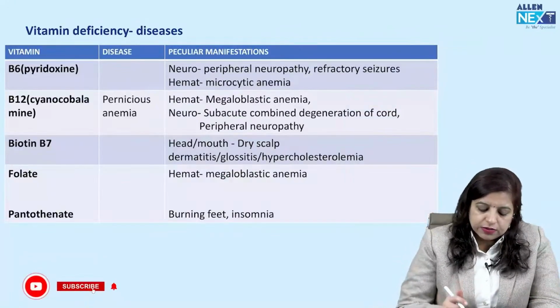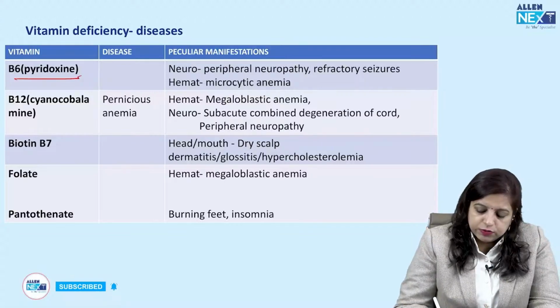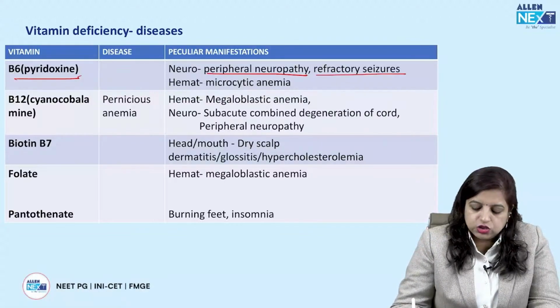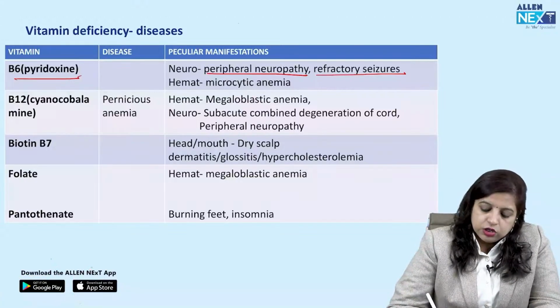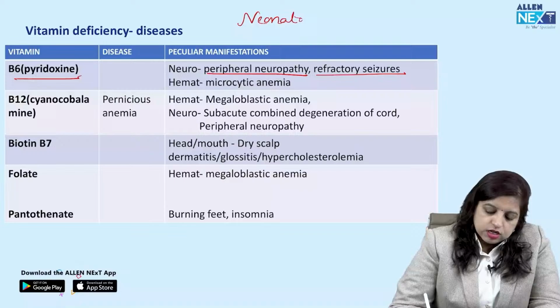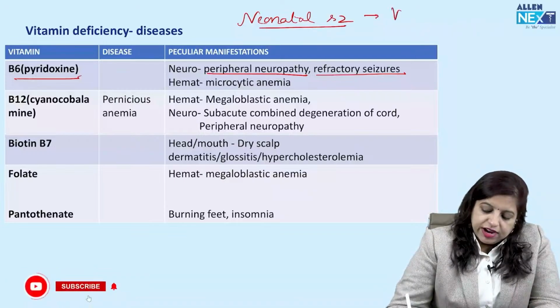Coming to the other vitamin deficiency, the pyridoxine deficiency would be in the form of peripheral neuropathy and refractory seizures. One vitamin deficiency, this also is a question that comes in your exam: neonatal seizures caused by one vitamin deficiency.